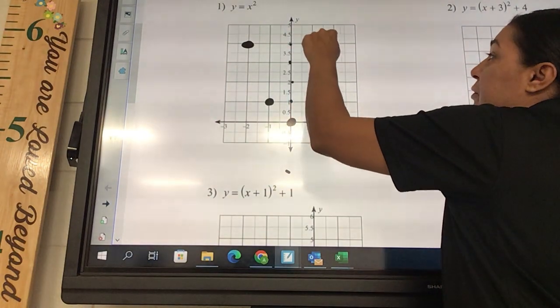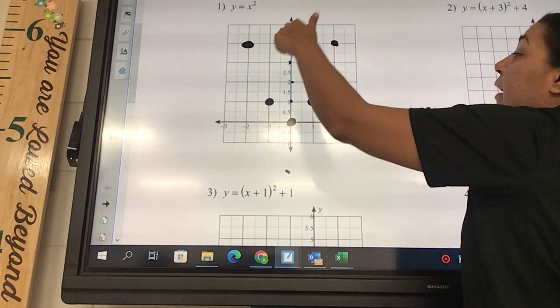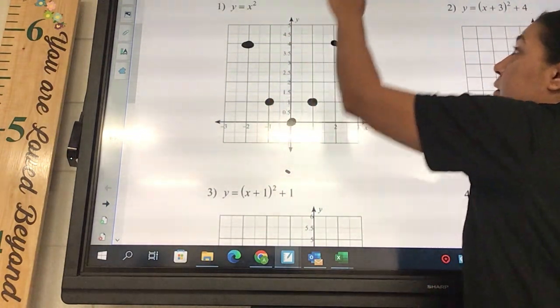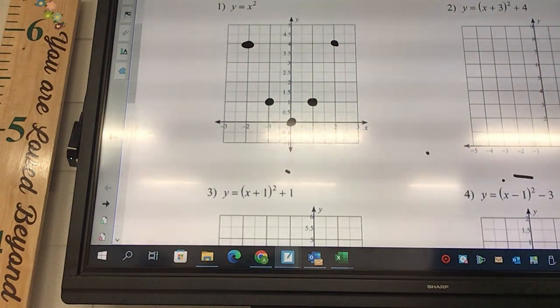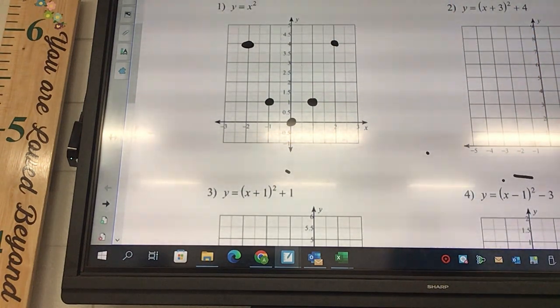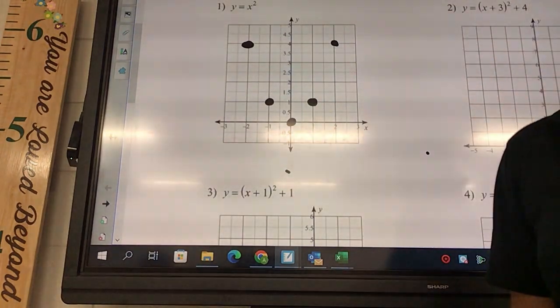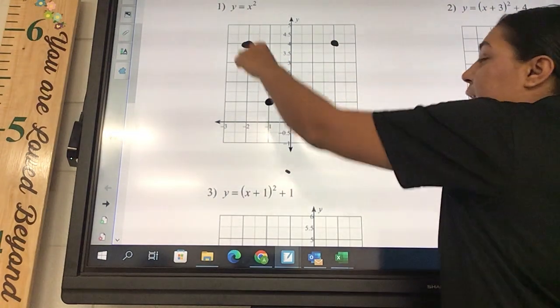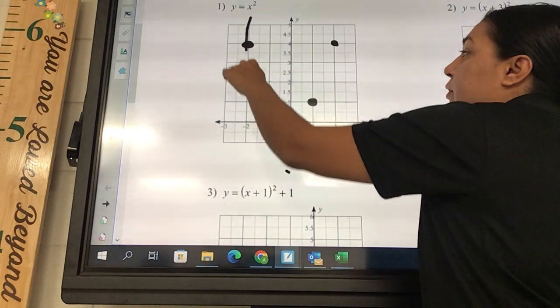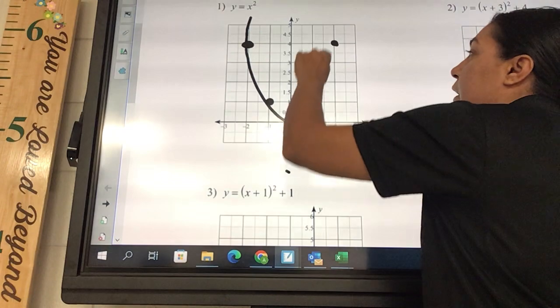Up 4 over 2. And again, ignore my little tiny dots, okay? You'll be able to tell the difference of the dots I'm making. So now that we've got these all graphed, you're gonna go ahead and connect your dots, and they should connect like a U, not a V. Some of you are gonna make a V. So they should go and then kind of curve down, okay?